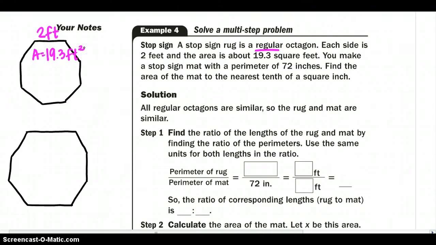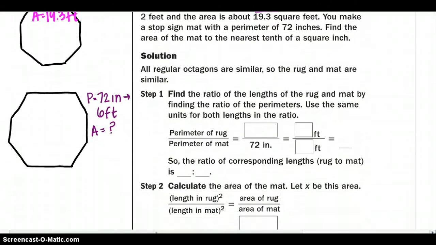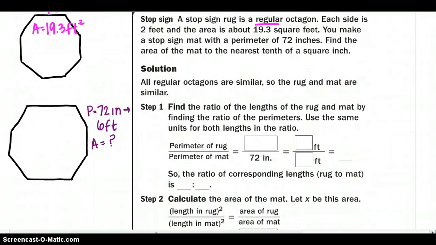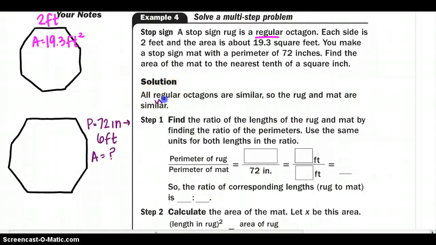You make a stop sign mat with the perimeter. So our perimeter over here is 72 inches. And since they're not in the same units, let's go ahead and put this perimeter in feet. So I'm going to divide it by 12, so I get 6 feet. So let's use that 6 feet for the perimeter. We want to find the area of the mat to the nearest tenth. So all regular octagons are of course similar, and that's what we want to get to so we can use our ratios.